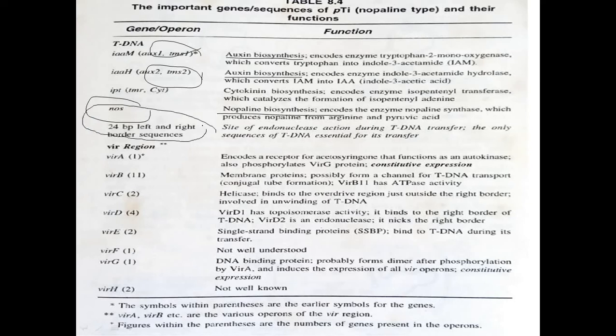This 25 base pair left and right border sequences are the site of endonuclease action during the tDNA transfer, and the only sequence of tDNA essential for its transfer. Along with this, the Vir region, with Vir A, which is the receptor for acetosyringone. Afterwards, that activates other genes, and along with these 25 base pair right and left border sequences, the tDNA enters into the plant cells.